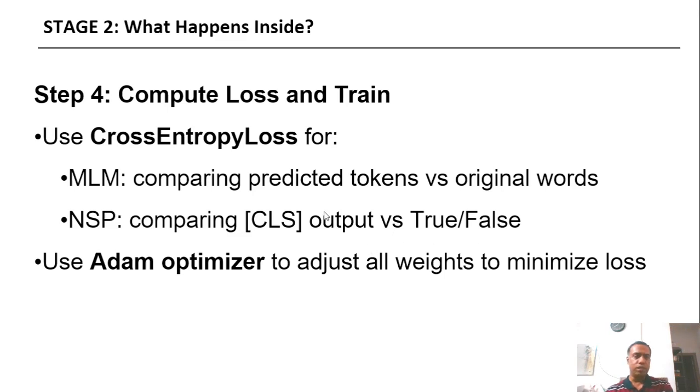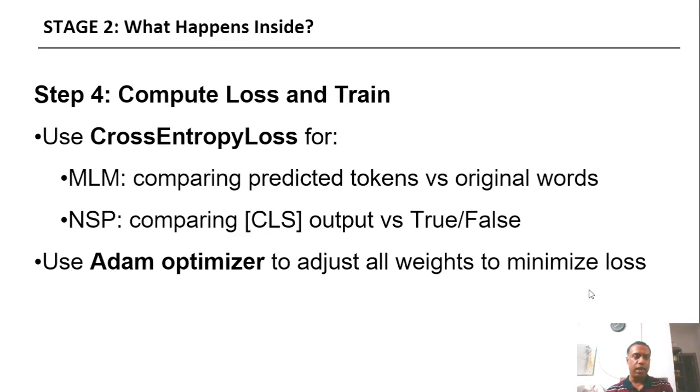After the prediction is done, you compute the loss and then train. We use cross entropy loss, which measures the difference between the predicted probability and the actual labels. If the loss is high, the prediction is wrong, and if it is low, then it is correct. That is how you quantify the error.